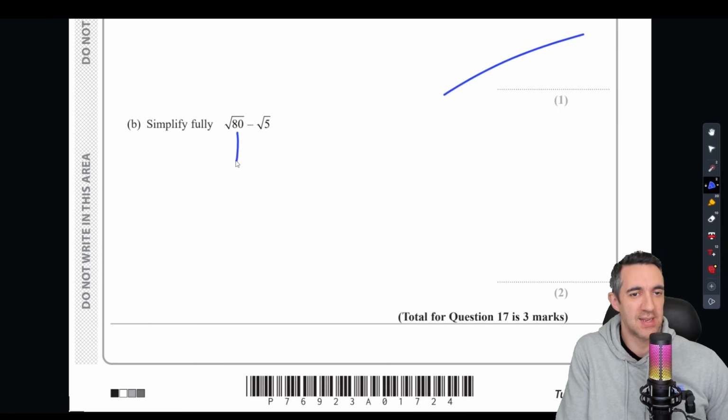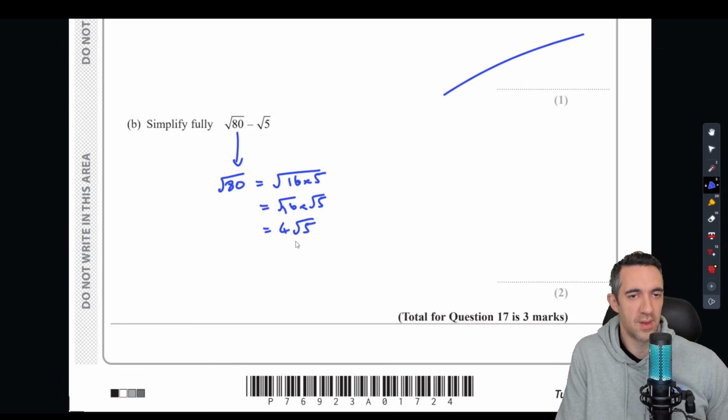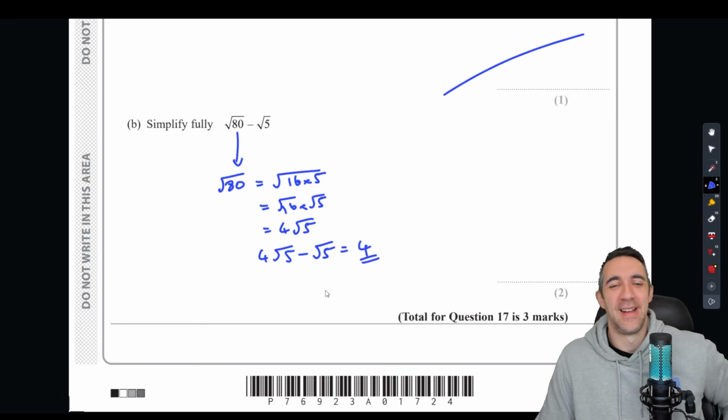So root 80. I think there's just going to be a mark for simplifying the root 80. Pretty standard surd question. So 80 is 16 times 5. So yeah, root 16 times root 5, and then 4 root 5. So it'd be 4 root 5. I'm gonna make a, I like this error. Always makes me laugh, this error, when I see it. 4 root 5 minus root 5 equals 4. Yay! I like that one.